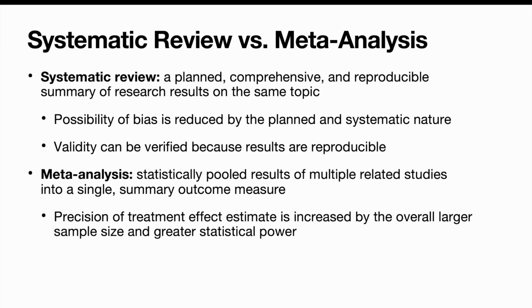Now, a meta-analysis is a statistically pooled result of multiple related studies into a single summary outcome measure. And an advantage of a meta-analysis is that the precision of the treatment effect estimate is increased by the overall larger sample size and the greater statistical power.